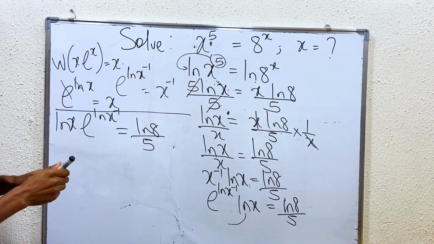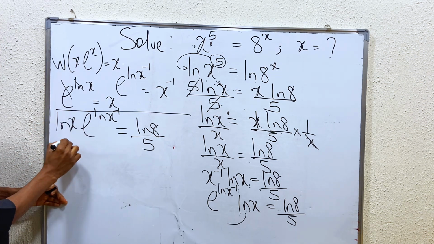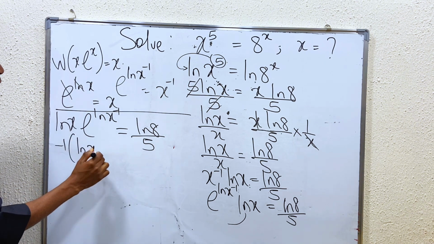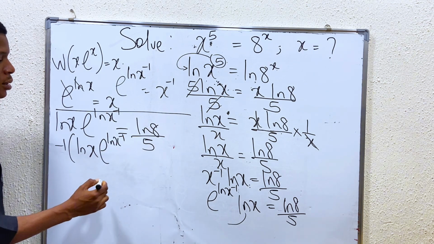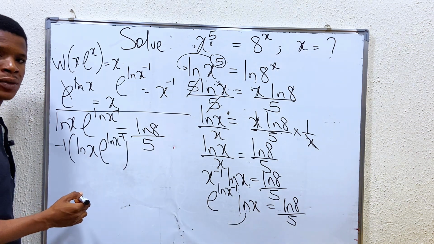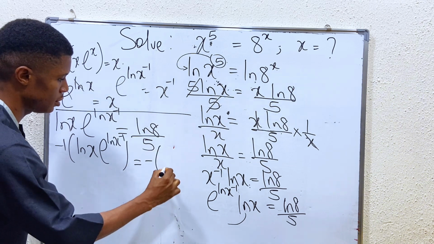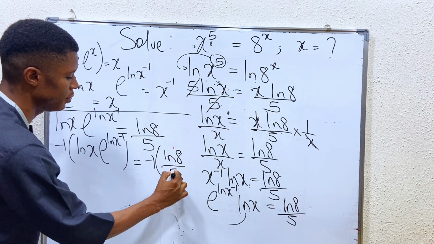For us to get that, we multiply through by minus 1. So what do we get? Minus 1 times ln x, times e^(-ln x). We are multiplying both sides, so we now have it equal to minus 1 times ln 8 over 5.